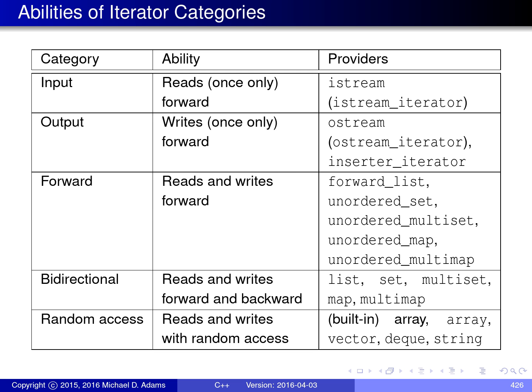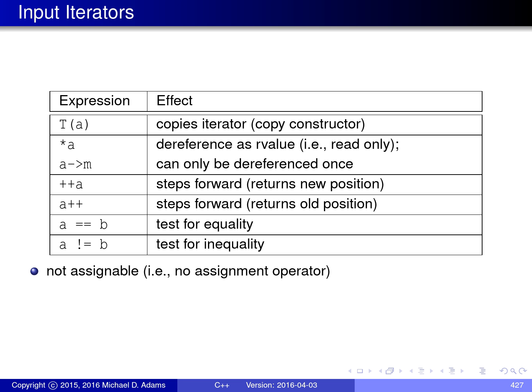This slide summarizes the operations that are provided by an input iterator. With an input iterator, you can copy construct it. You can dereference it as an R value. In other words, you can dereference it in a context where you're reading the value that the iterator refers to. You can't write to it, however. And also, equally importantly, you can only dereference the value once. In other words, you can only read the value once that the iterator refers to. It also provides the prefix and postfix increment operations, which step forward to the next element in the sequence that you're iterating over. You can test input iterators for equality, and you can test them for inequality. They're not assignable, however. You can't assign one input iterator to another.